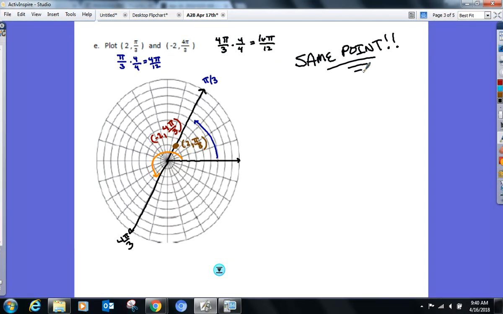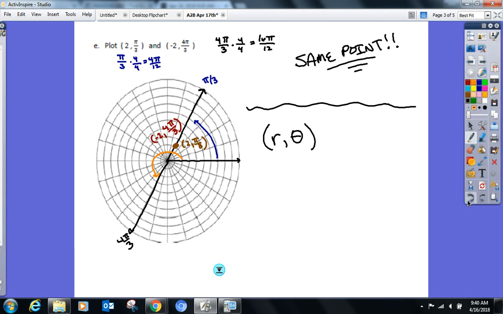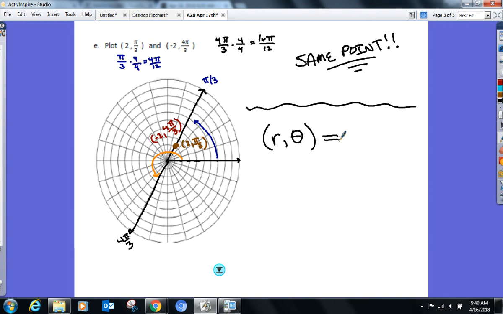There are tricks. Here they are right now, so we can jot these down. If you are given any point, how can I find a point that's equivalent to it, the same point? 2 ways. Everyone ready?